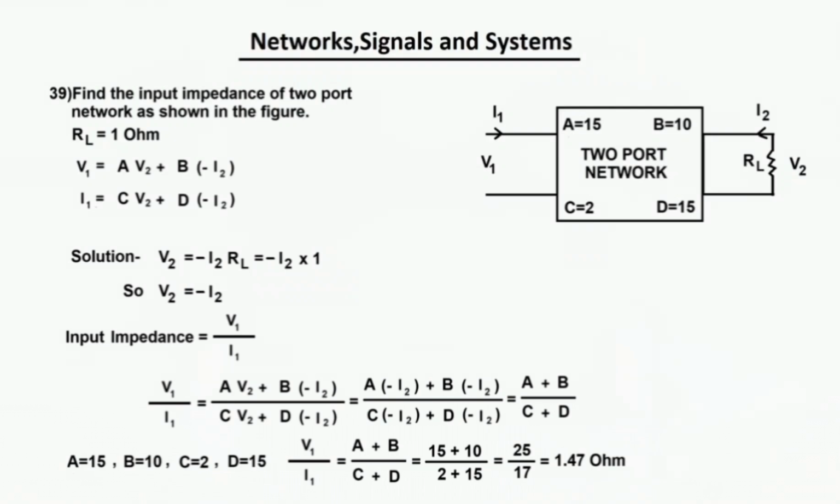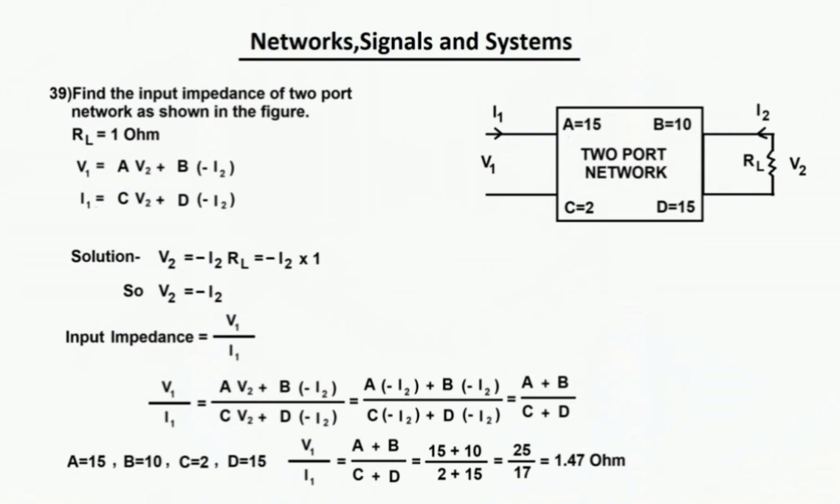Hello, question number 39. Find the input impedance of the two-port network as shown in the figure. Diagram given here with ABCD parameters. Load resistance RL equal to 1 ohm.